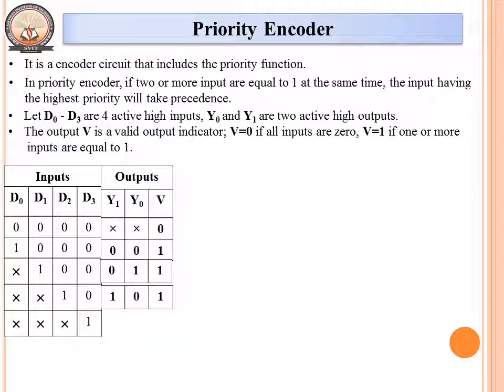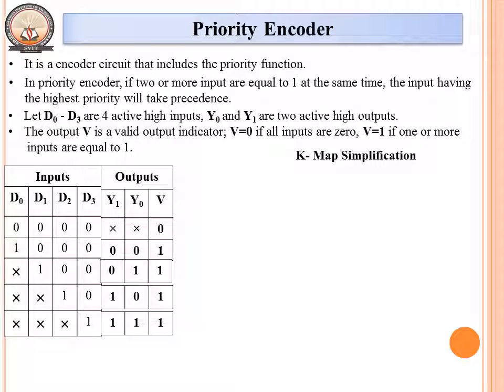In the same manner, for the last input combination, I have activated D3. Since D3 has the highest priority, even if D0, D1, D2 have the value of 1, it will not affect the circuit. My output will be 1 1 1. So this is the truth table of your 4:2 priority encoder.